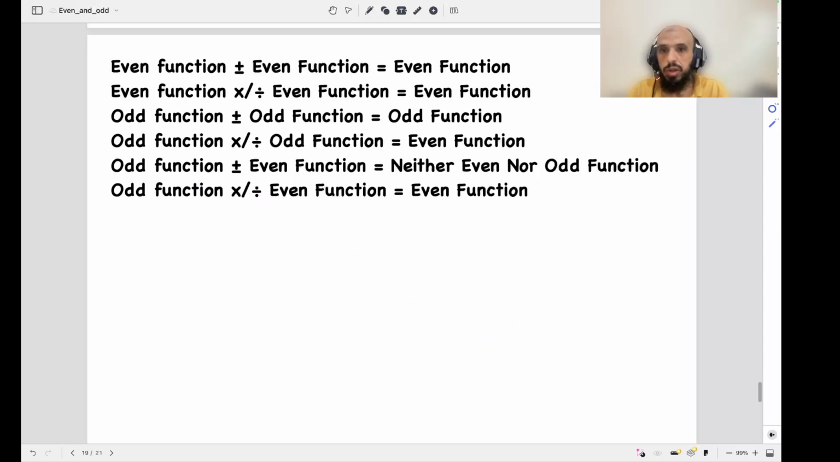Okay, now let's summarize this. The relations between even and odd functions, if we combine them in some operations: even functions plus or minus even functions gives us even functions. Even functions multiplied or divided by even functions give us even functions. Odd functions added or subtracted from odd functions gives us odd functions. When we multiply or divide odd functions together, we get an even function. Notice this very carefully. And even functions plus or minus odd functions is neither even nor odd. And odd functions multiplied or divided by even functions gives us odd functions.